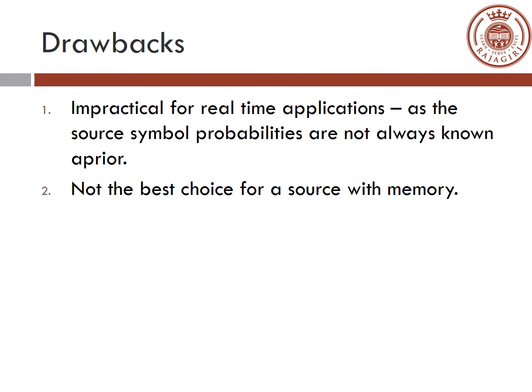Now let's look into the drawbacks of Huffman coding. This scheme is impractical for real-time applications, because the source symbol probabilities need not be known in prior. So that is one disadvantage, and the second drawback is it's not the best choice for a source with memory. Here we assume that all the symbols are independent of each other, and that's how we proceed with the technique. But if there is a source with memory, we cannot assume that the symbols will be independent anymore. So this is not a good technique for sources with memory. So these are the 2 drawbacks when we consider Huffman coding.